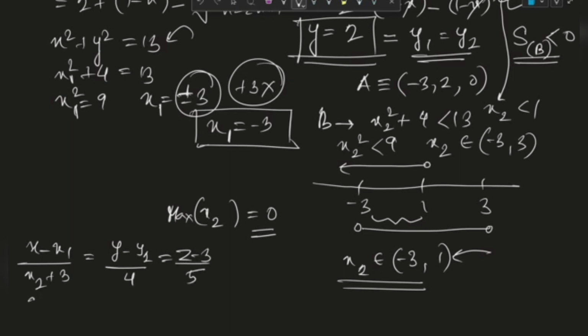So x1 is minus 3, so x plus 3. x2 has come out to be 0, so this is (x plus 3) by 3 equal to (y minus y2, which is 2) by 4, and (z minus 3) by 5. So we will proceed to the question now. We have to read it.